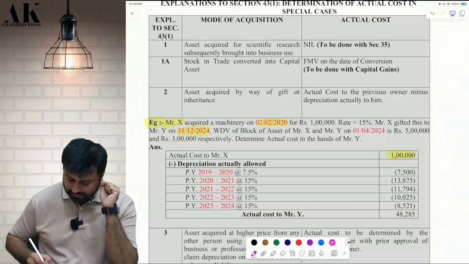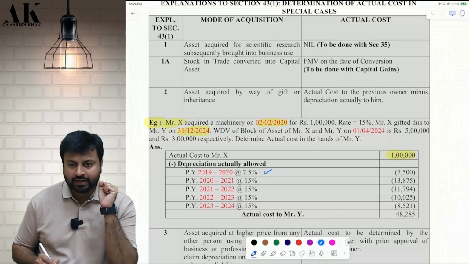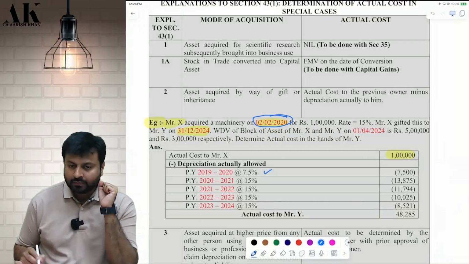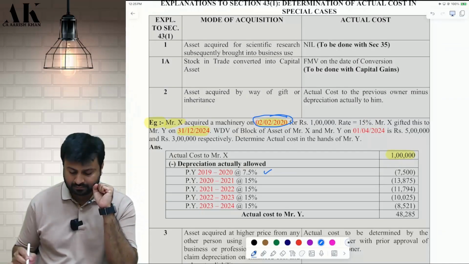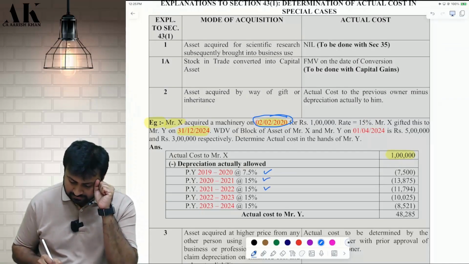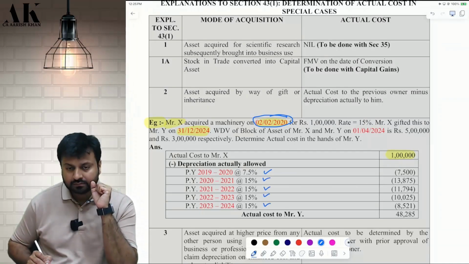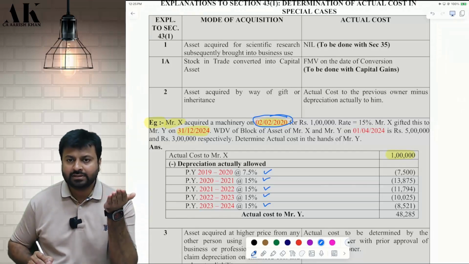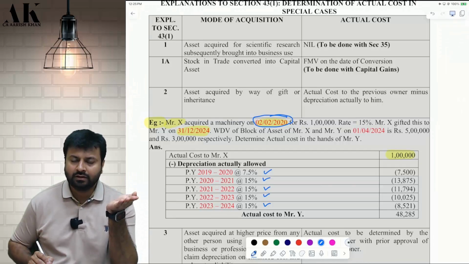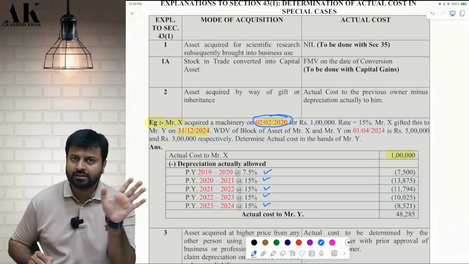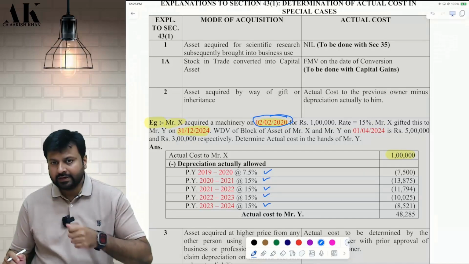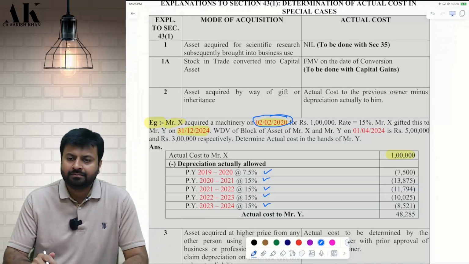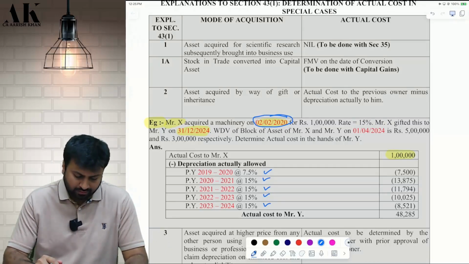So in the first year, you are going to get depreciation of half, 7.5%, because it was purchased and put to use for less than 180 days in the first year, correct? Then second year full, third year full, fourth year full, fifth year full. And in 24-25, Mr. X transferred the asset in the form of gift. So in 24-25, depreciation will not be reduced, correct or not? Is it clear to everyone? Shall I go ahead?